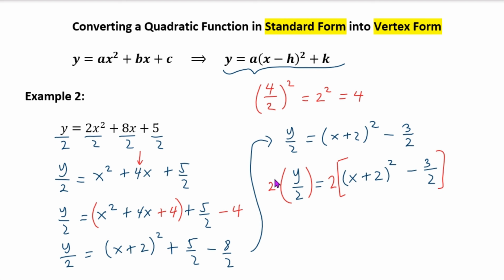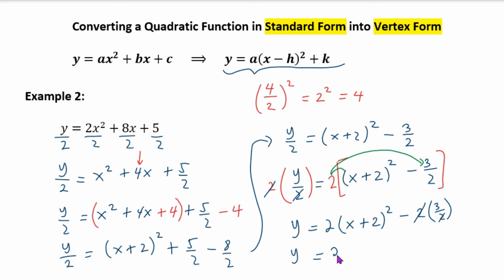Now, so we cancel this. So we have y equals, and then you distribute the 2 inside. So we have 2 times the quantity x plus 2 squared minus 2 times 3 halves. And finally, we cancel the 2 here. We have y equals 2 times the quantity x plus 2 squared minus 3. So this is now the vertex form of the given function.